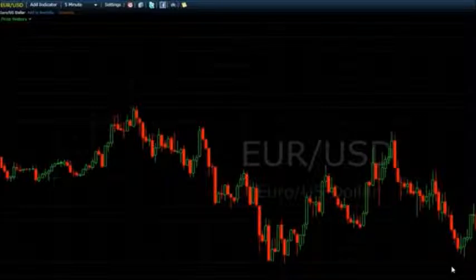So the first thing is, what are pivot points? By definition, a pivot point is simply the average of the high, low, and closing prices from the previous day of trading. So now you may be asking yourself, why is this useful to me? Well, pivot points can be used as a support and resistance level in determining where price may bounce.